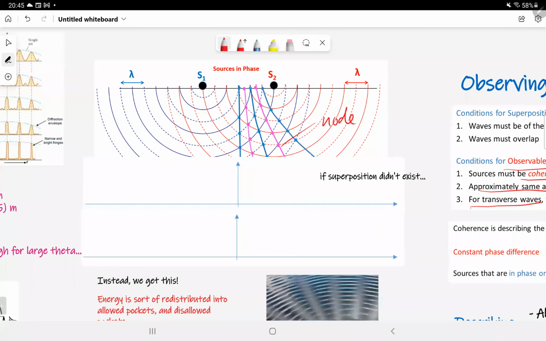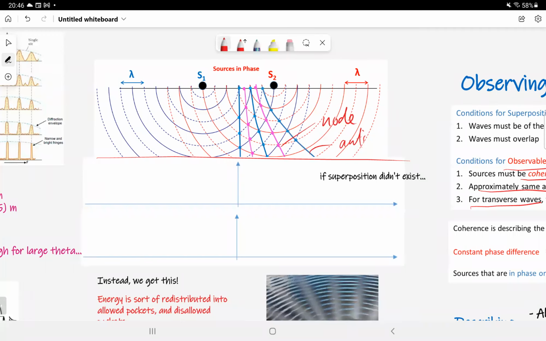So the blue ones are anti-nodes. These are the anti-nodal lines and nodal lines. But then, if we were to study them along this line, we draw a cross section through this medium, and we study the intensity of the resultant wave along the cross section. What do we expect? Let's take one step back. If there was no superposition, what do we expect?